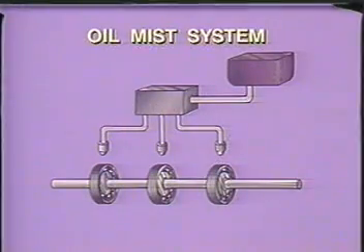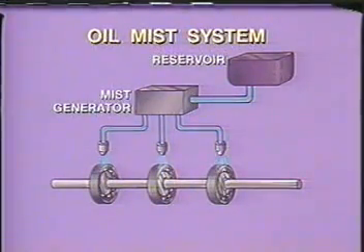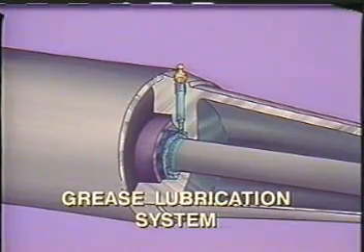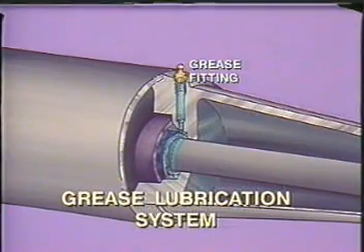Some bearings are lubricated by a pressurized oil mist system. The oil is distributed to the bearings from a central reservoir by way of an oil mist generator. Bearings may also use a grease lubrication system. The bearing housing is provided with a grease fitting, and the bearing should be greased regularly.